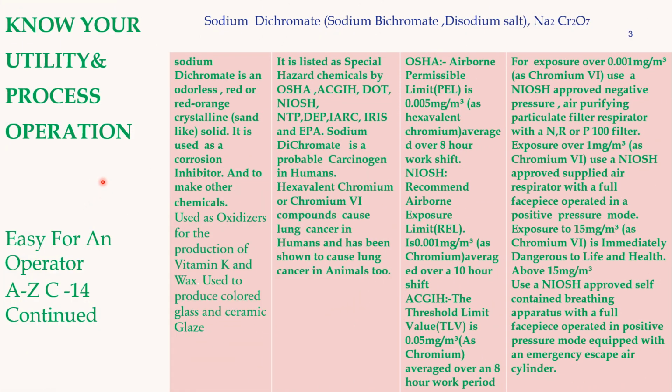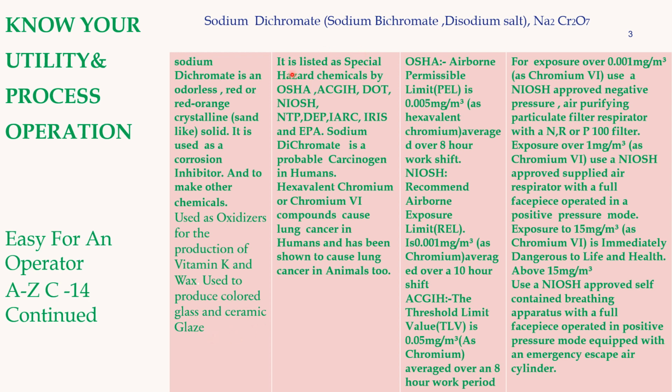Now in this slide, we can see another important chemical which is carcinogen in nature, sodium dichromate. It's also known as disodium salt. Formula is Na2Cr2O7. Sodium dichromate is an odorless red or red-orange crystalline sand-like solid. It is used as a corrosion inhibitor and to make other chemicals. Now they have stopped using sodium chromate and sodium dichromate in cooling towers as a corrosion inhibitor because it's carcinogen in nature. It is used as an oxidizer for the production of vitamin K and wax, and to produce colored glass and ceramic glaze.